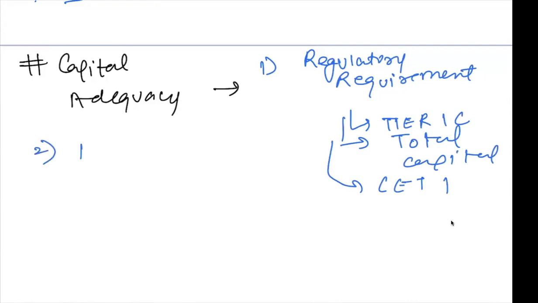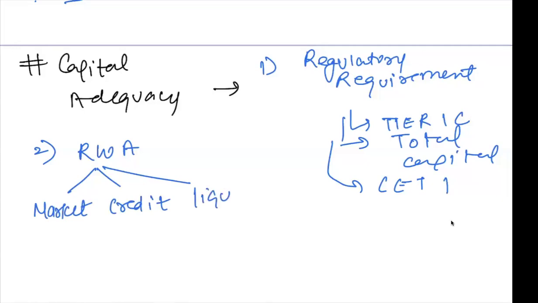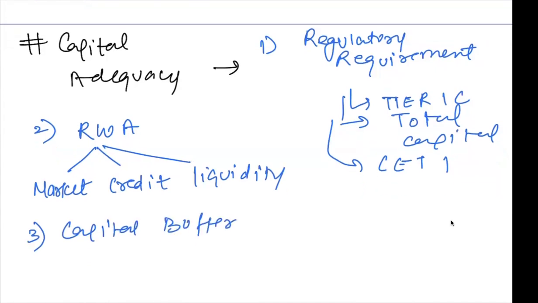The second component is risk weighted assets. Capital adequacy in general is assessed based on the risk weighted assets of the bank. So that's why they need to calculate the risk weighted asset, and this is again divided into market risk weighted asset, credit, liquidity. Then you have the concept of capital buffer, and then you have the concept of leverage ratio.